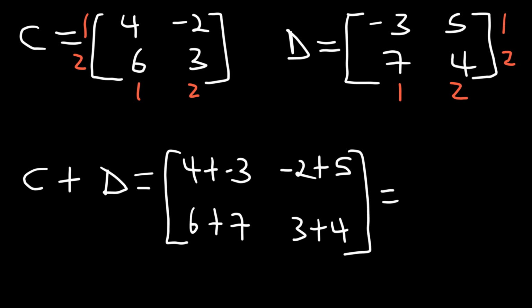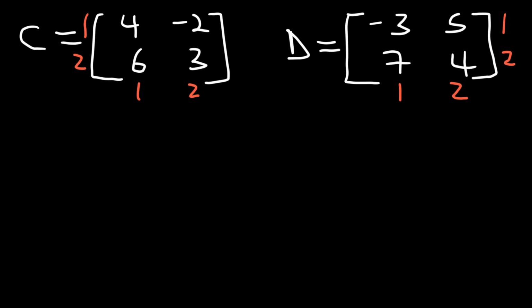This will be equal to 4 plus -3 will be 1. -2 plus 5 will be +3. 6 plus 7 will give us 13. And then 3 plus 4 will give us 7.